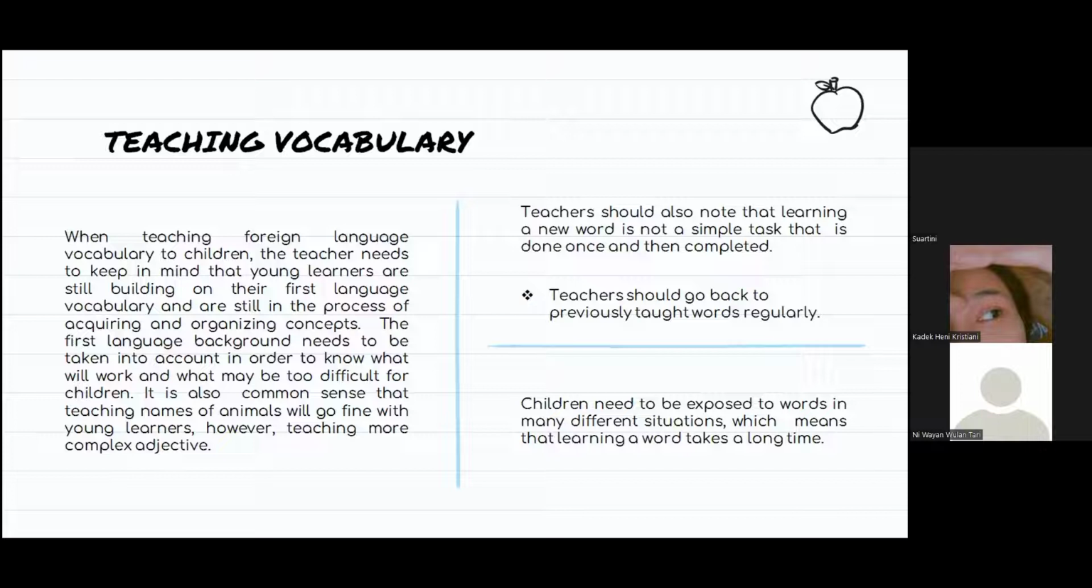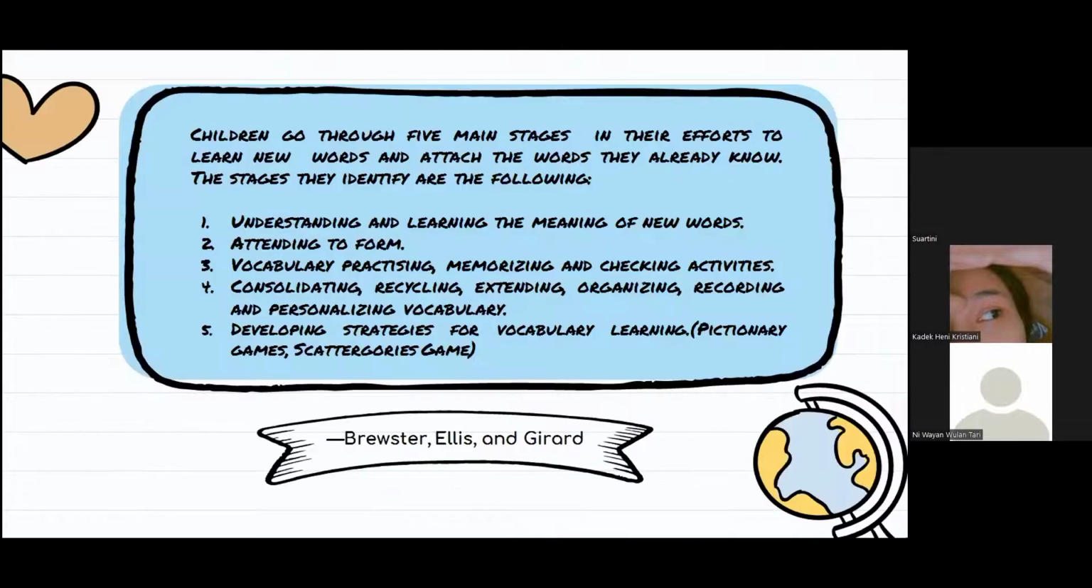And the next, Brewster, Ellis, and Girard say children go through 5 main steps in their efforts to learn new words and attack the words they already know. The steps they identify are the following.